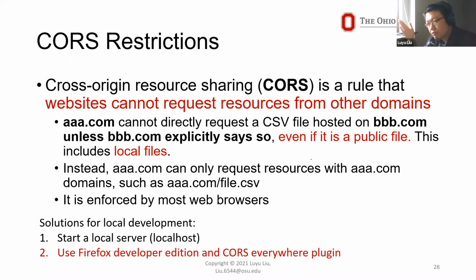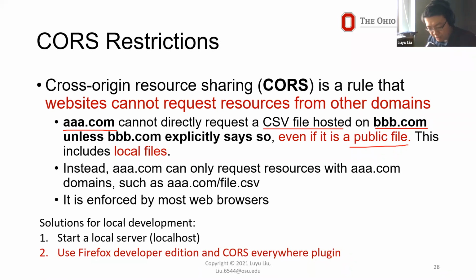For example, if we have AAA.com, this website cannot directly request a CSV file hosted on bbb.com, unless the bbb.com server explicitly says so. It says, okay, I trust this AAA.com, and you can request files from me, right? And this holds true even if it is a public file. Even if you can directly access these public files yourself, AAA.com cannot request them directly.